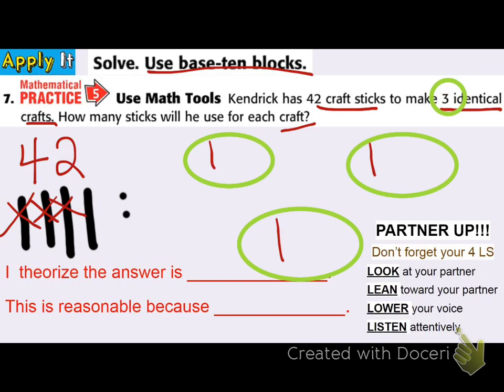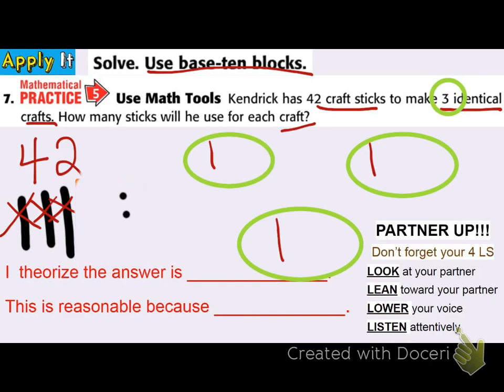If I look over here, he has 10 plus the 2. Well, that's 12. So Kendrick needs to break 12 up into 3 groups. Okay, well, it might be easier if I regroup or change that 10 into 10 dots or 10 ones so that I can easily see how many are going to go in each group.